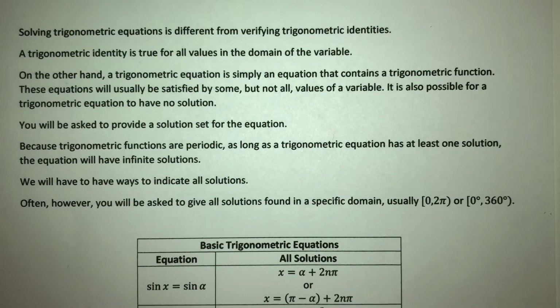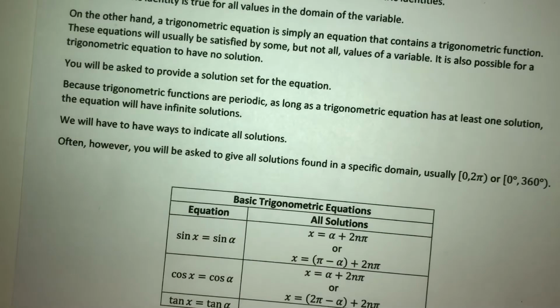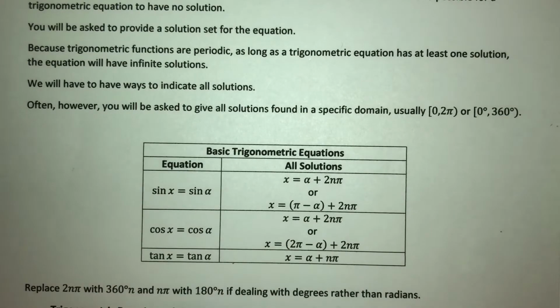That's because trig functions are periodic. If you find one solution, then you add 2 pi or 360 degrees, depending on whether you're in radians or degrees, and you've got another solution that will work. So we're often going to have to find a way to indicate all of the solutions, and other times you're going to be asked to give all the solutions in a particular domain. They may ask for all solutions between 0 and 2 pi, or if you're in degrees, between 0 degrees and 360 degrees.